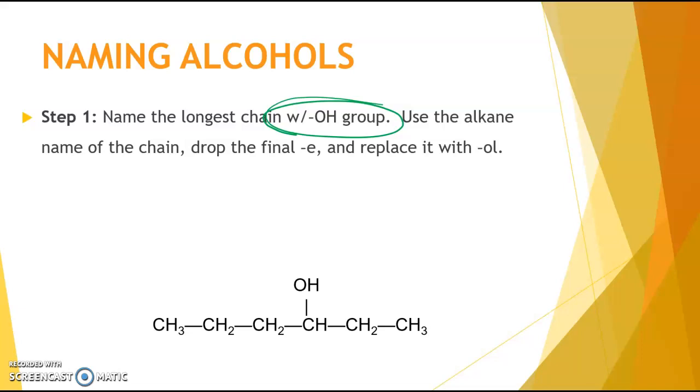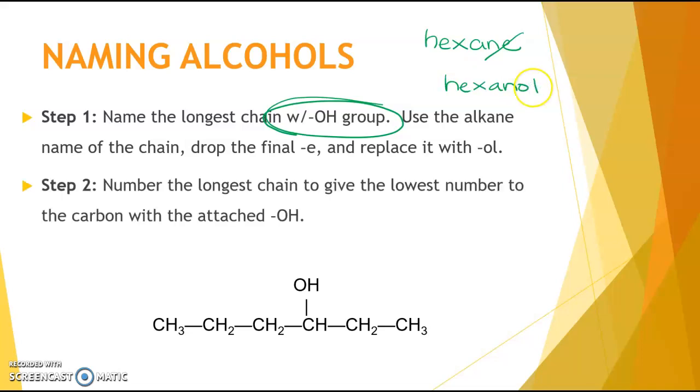So this one's pretty simple, none of that to consider. 1, 2, 3, 4, 5, 6. So I know that I'm going to be going with hex, right? So hex. Now if this were a saturated hydrocarbon, I would name it hexane. But in this case, I'm going to drop the E and replace it with OL, just like I see in the word alcohol. So that makes that then hexanol.